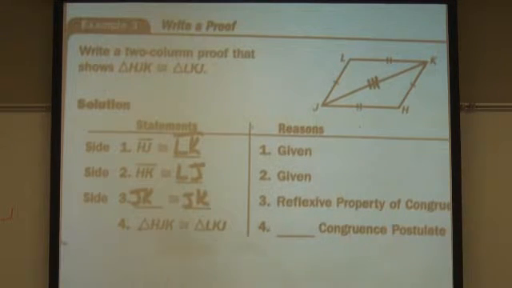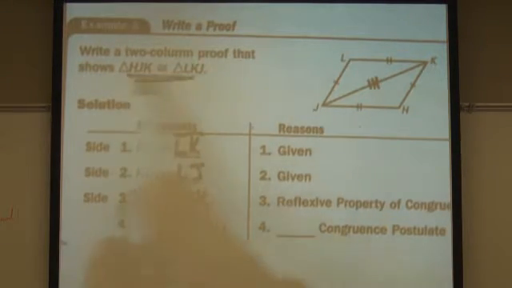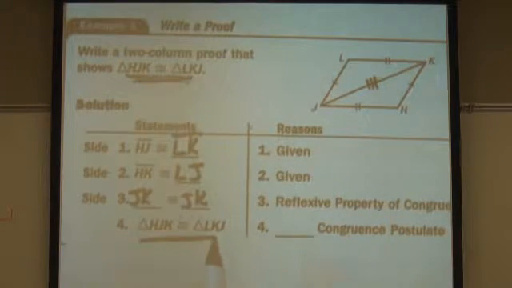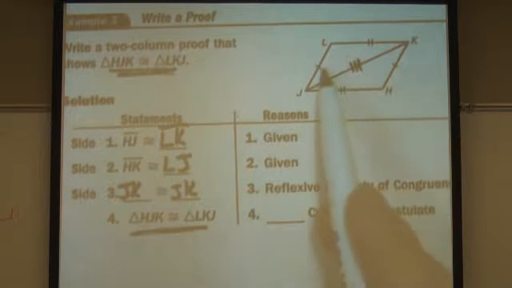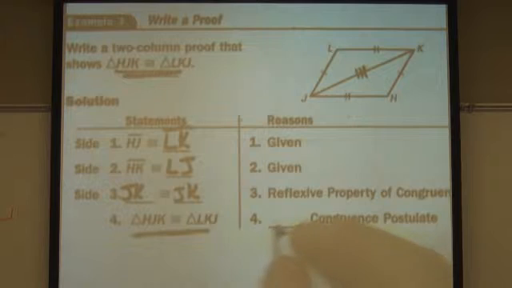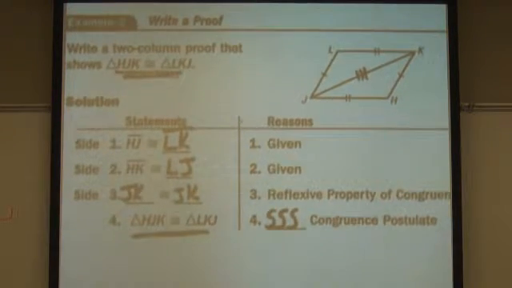So the last step is always what you're trying to prove. Remember, the last step is always what you're trying to prove. So you just have to write down this again. HJK is congruent to LKJ. And the reason is one of our new congruence postulates. Since we have 3 sides of the top triangle congruent to 3 sides of the bottom triangle, it's the side-side-side congruence postulate, or SSS. And congratulations, you have just completed your first formal proof. You just got a few hundred more to go this year, and you will be done with geometry.